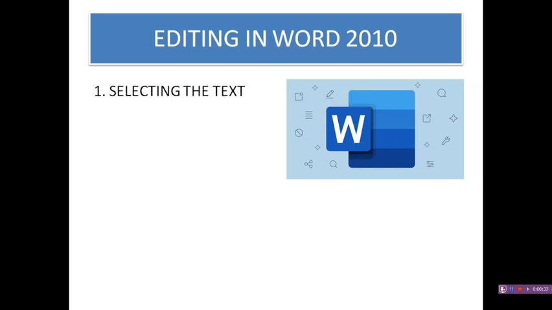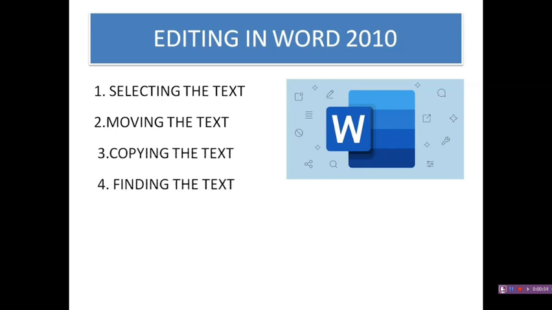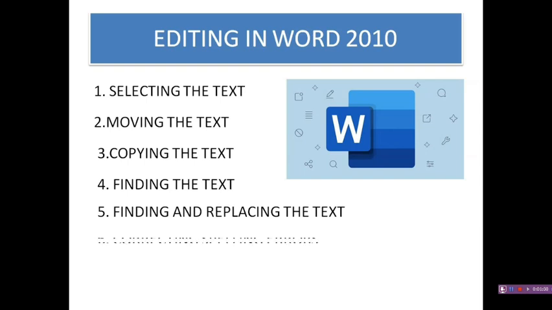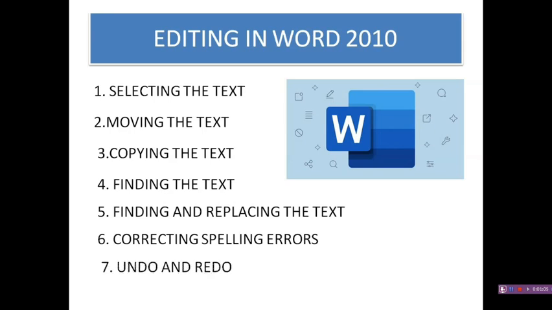Welcome back everyone. Today we are going to start chapter 4, that is editing in Word 2010. Here we are going to cover these topics: selecting the text, moving the text, copying the text, finding the text, finding and replacing the text, correcting spelling errors, undo and redo. These are the topics which we will cover practically in this chapter.